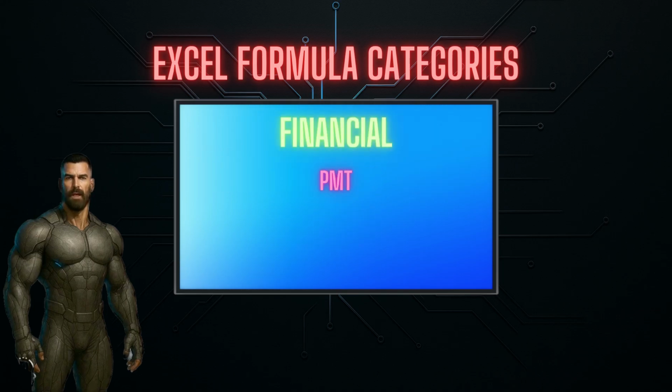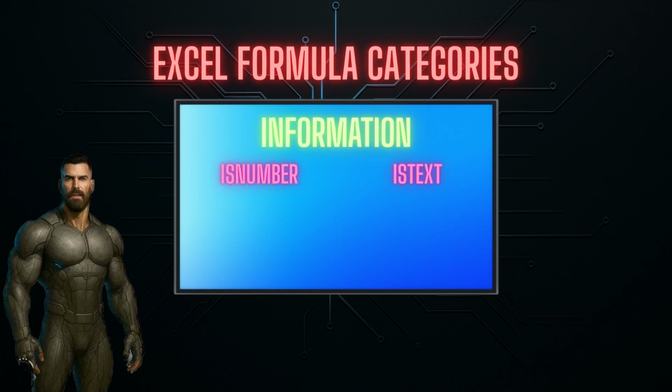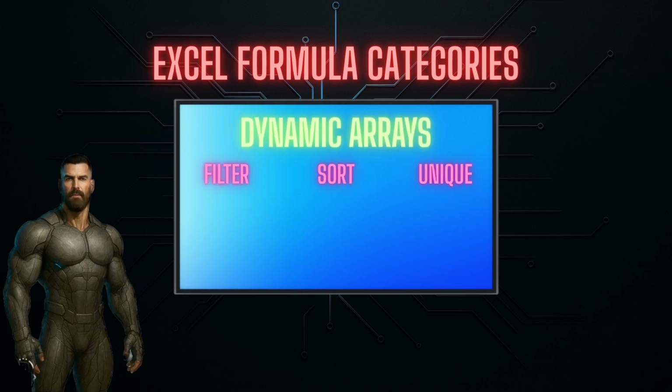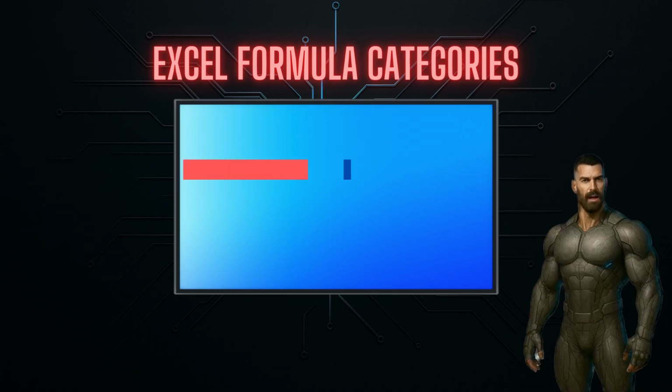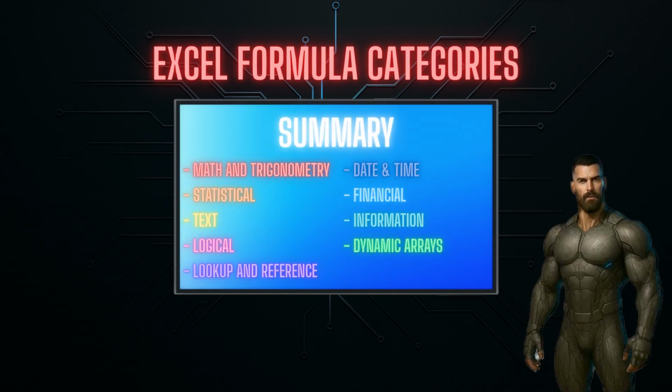Financial, like PMT for loan calculation. Information, like ISNUMBER or ISTEXT. Dynamic arrays, like FILTER, SORT, UNIQUE. Understanding these groups helps you find the right tool faster. It also makes it easier to learn new functions.